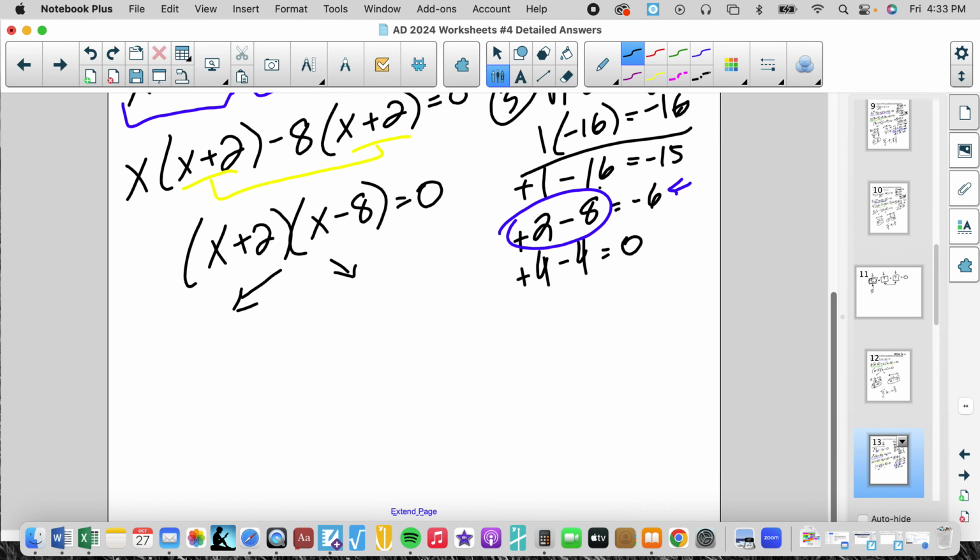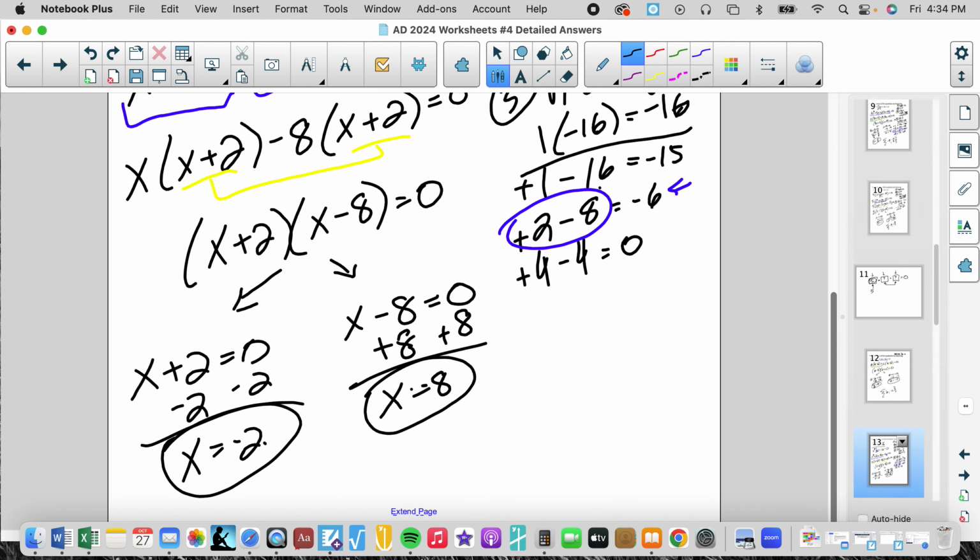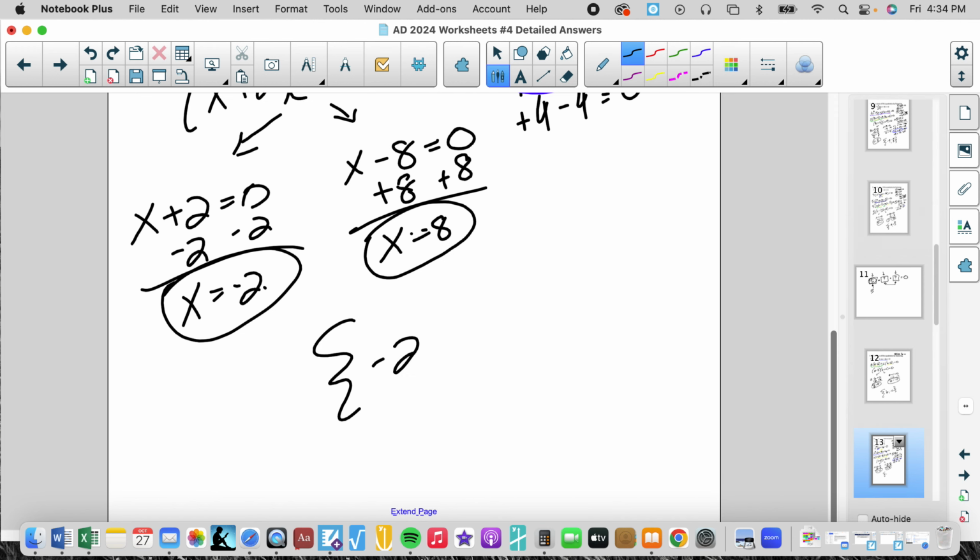Set them equal to 0. X plus 2 equals 0. X minus 8 equals 0. Minus 2. X equals negative 2. Plus 8. We get x equals 8. And I'm going to write the solutions. Negative 2 and 8 are my two solutions. Very nice.